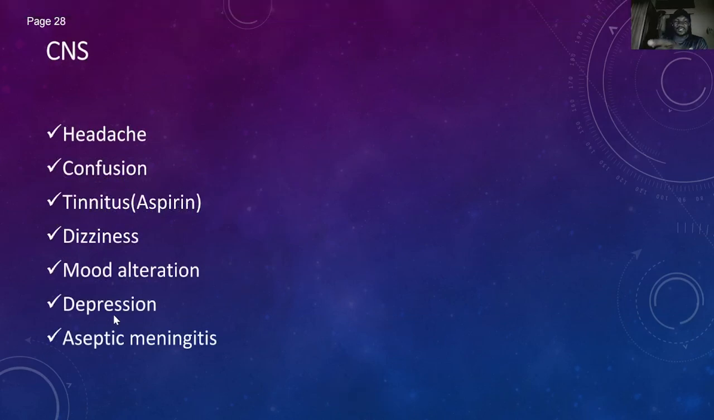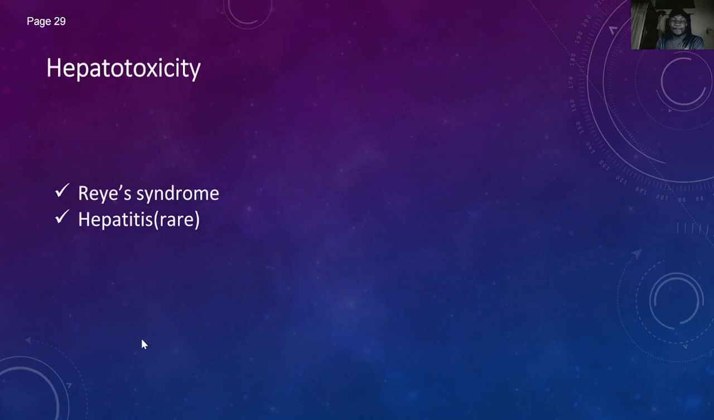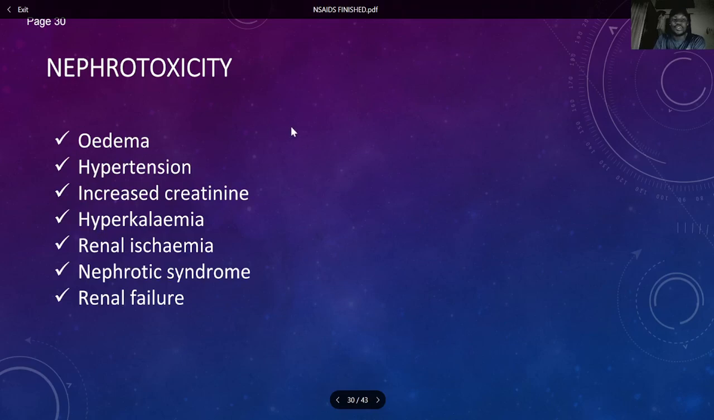So, now for CNS, side effects include headache, confusion, tinnitus. Aspirin can cause tinnitus, dizziness, mood alteration, depression, aseptic meningitis. Now, hepatotoxicity can also occur, Reye's syndrome, hepatitis. Nephrotoxicity can also occur, with edema, hypertension, increased creatinine level, hyperkalemia, renal ischemia, nephrotic syndrome, renal failure.